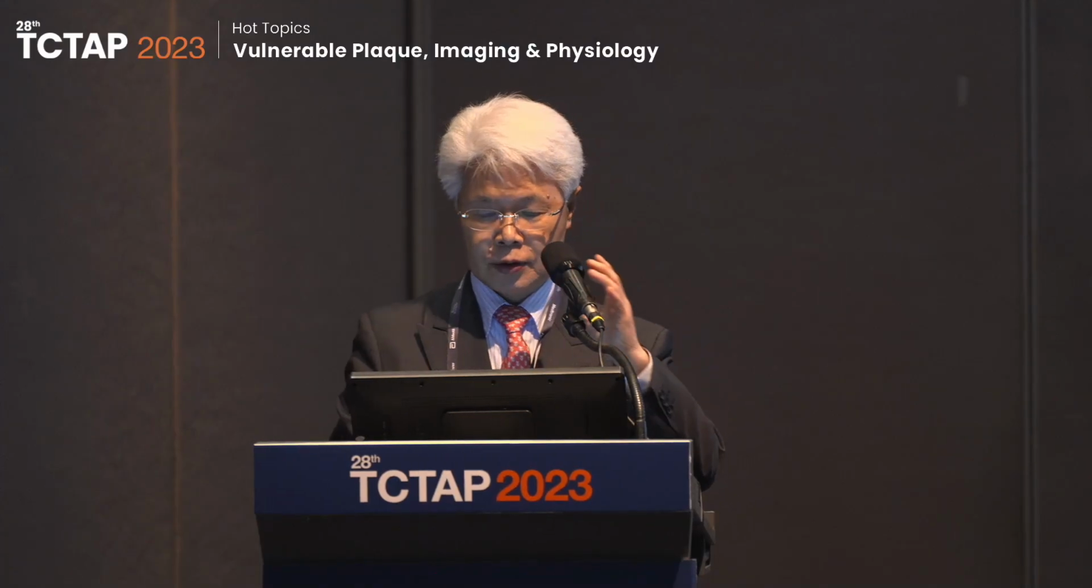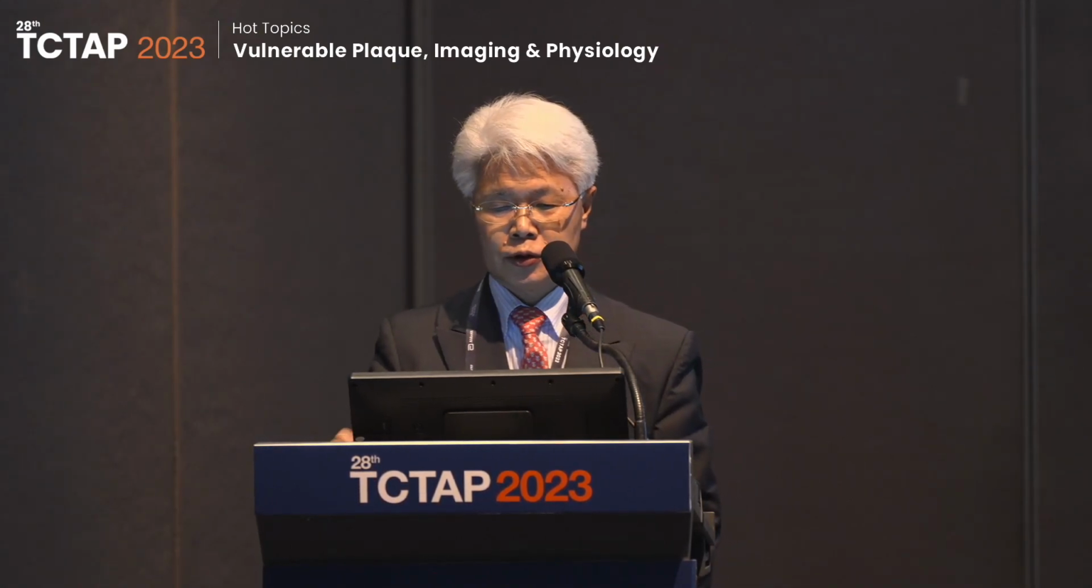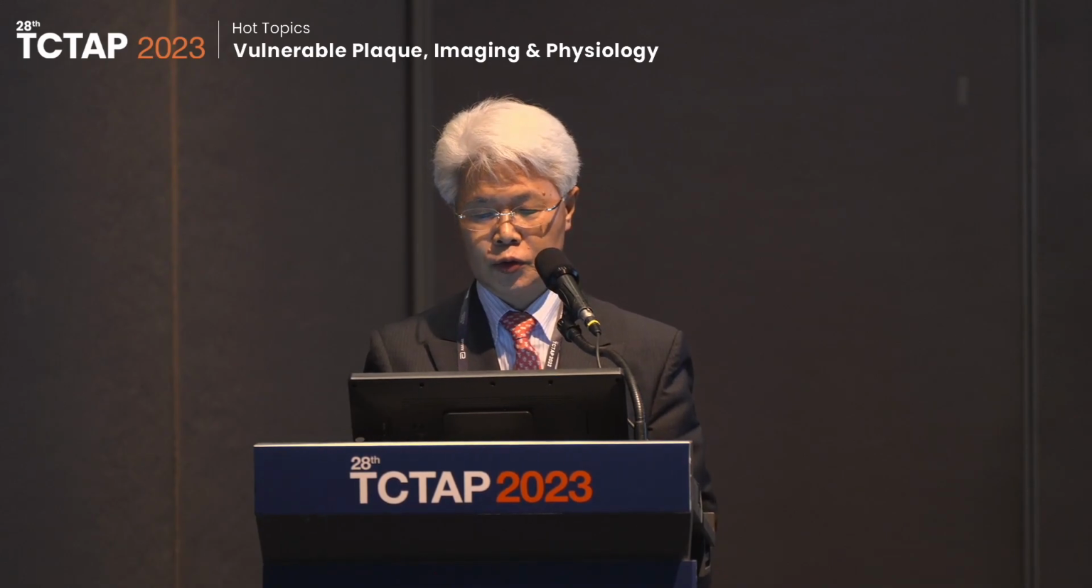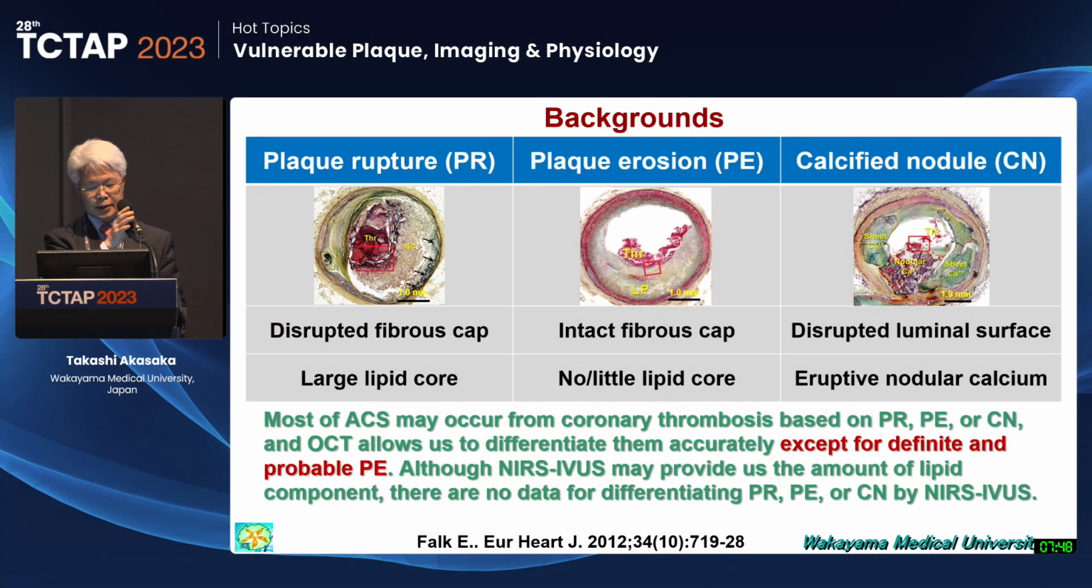Thank you for the kind introduction. This is my disclosure. As Dr. Finn said, these are the three major causes of ACS, and most ACS may occur from coronary thrombosis based on plaque rupture, erosion, or calcified nodule. OCT allows us to differentiate them accurately, except for definite and probable erosion. Although NIRS-IVUS may provide us the amount of lipid component, there are no data for differentiating them.